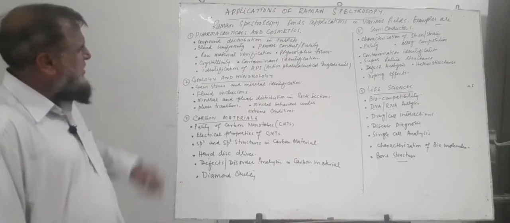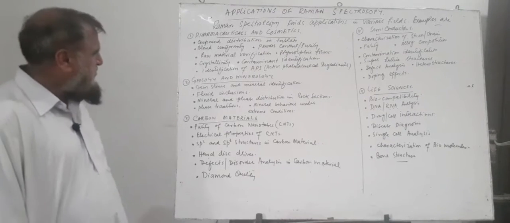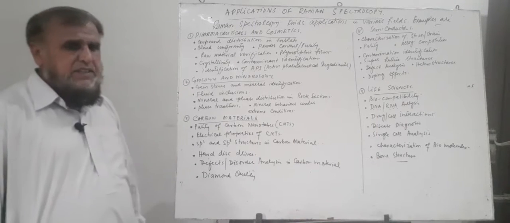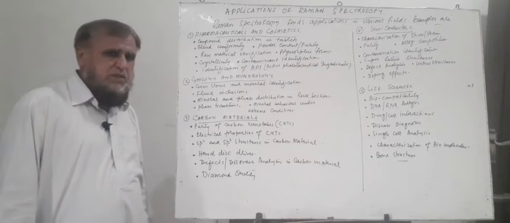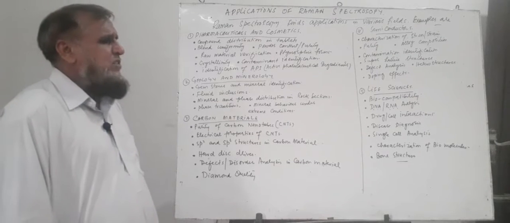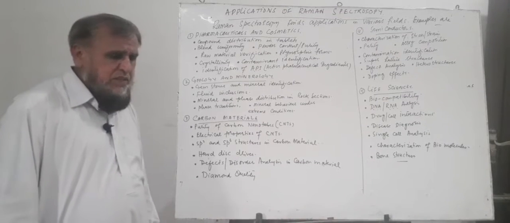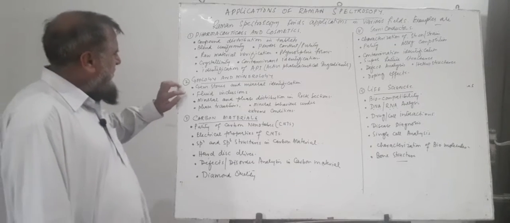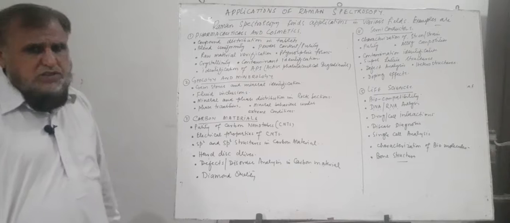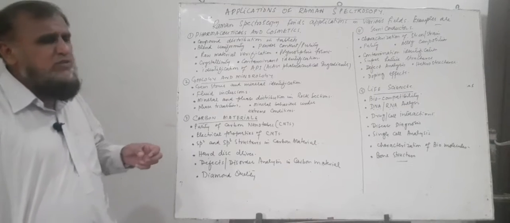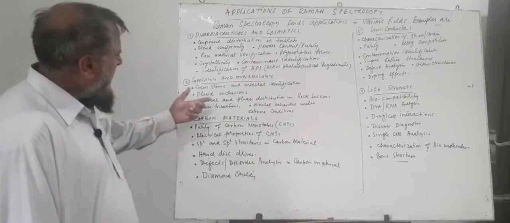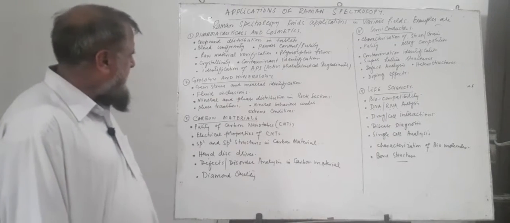Second application is in geology and mineralogy. In geology and mineralogy, gemstone and mineral identification can be performed through Raman spectroscopy. We can find out whether the given gemstone is ruby or sapphire or emerald, etc. We can find out fluid inclusions in the gemstones. If there are any fluids present in the gemstones, we can also find that. Mineral and phase distribution in rock sections.